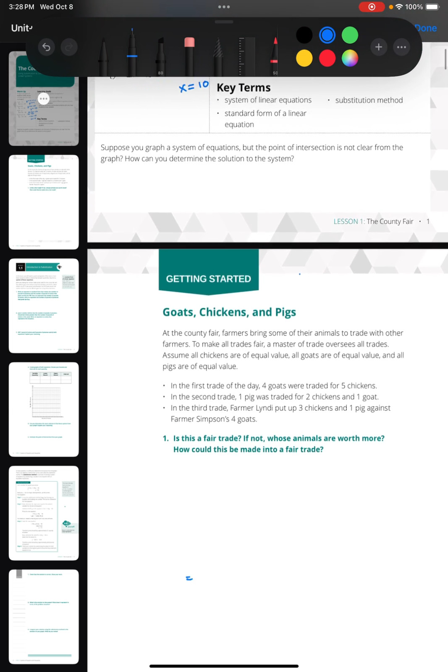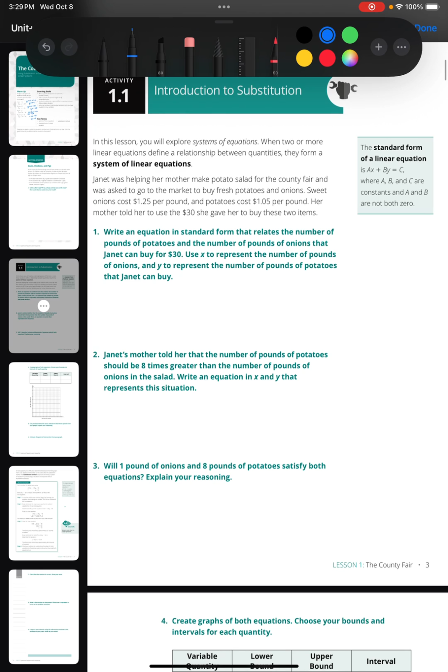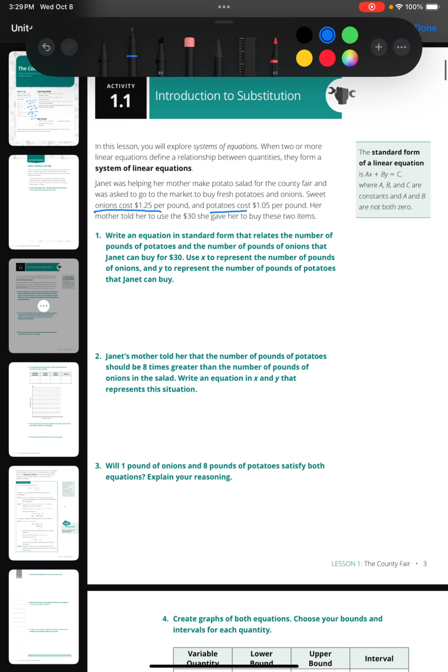All right, so we're actually going to skip past the getting started activity, and we're going to go straight to activity 1.1, introduction of substitution. So it says in this lesson, we'll explore systems of equations. When two or more linear equations define a relationship between quantities, they form a system of linear equations. It says Janet was helping her mother make potato salad for the county fair and was asked to go to the market to buy fresh potatoes and onions. Sweet onions cost $1.25 per pound, and potatoes cost $1.05 per pound. Her mother told her she had to use $30 she gave her to buy these two items.